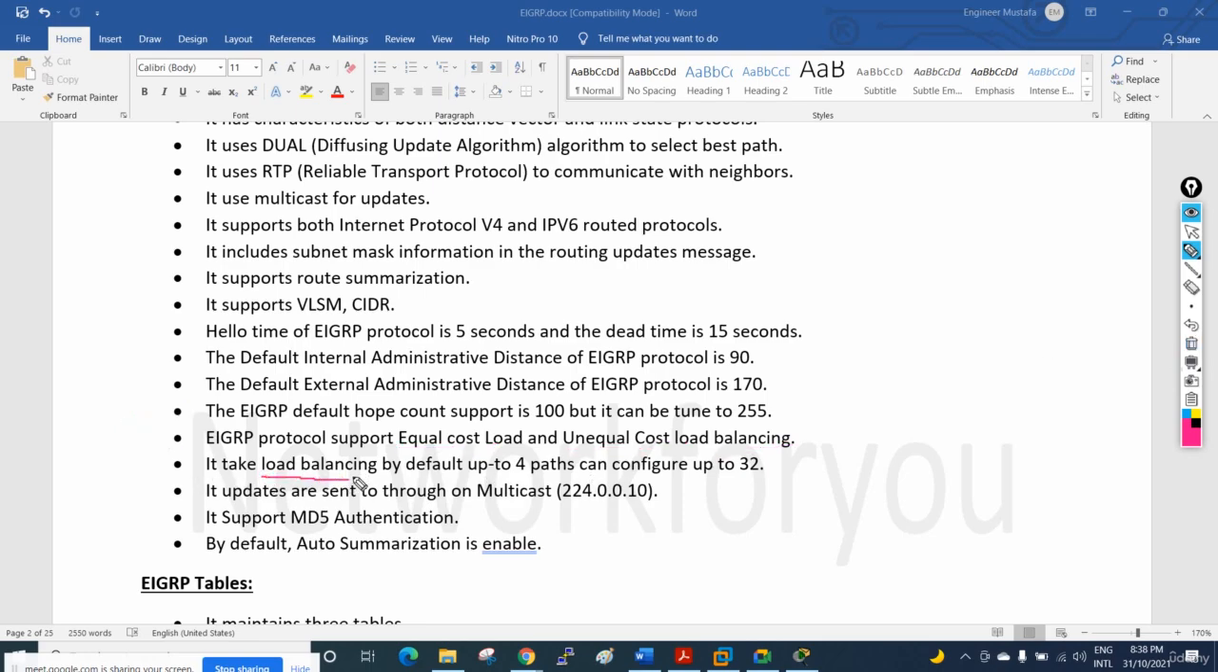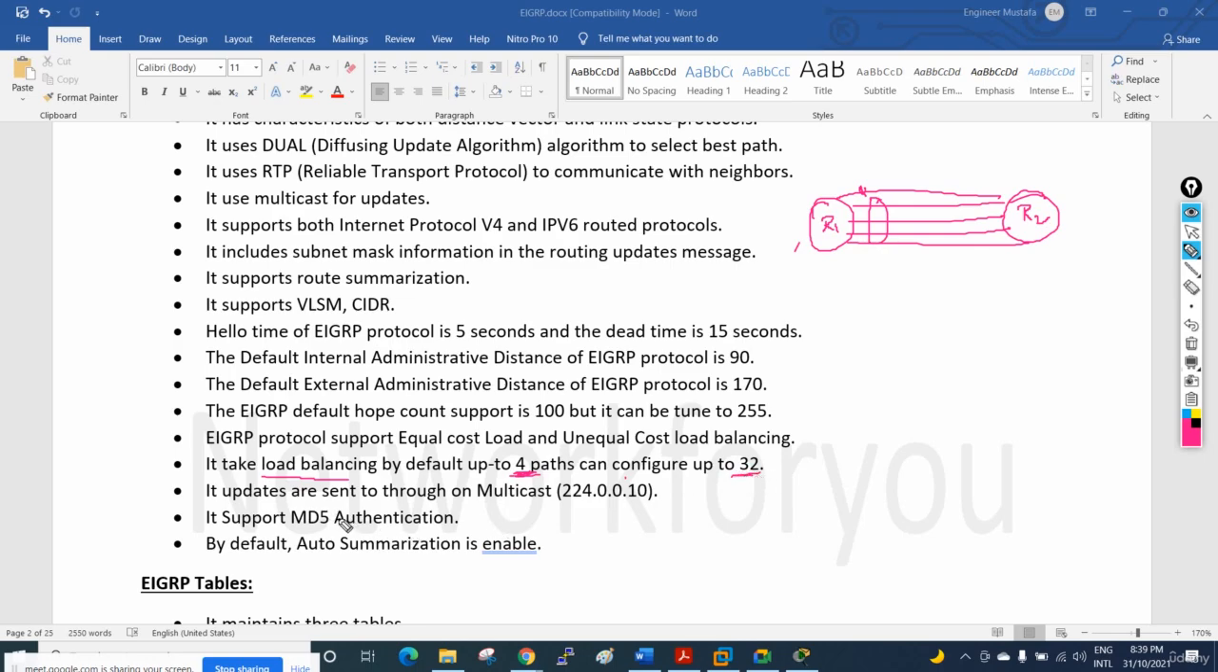And it will do load balancing by default up to 4 paths. For example, you have R1 here and R2 here, connected with 4 cables. It will do load balancing across those 4 cables by default. If you connect a 5th one, it will not take it into consideration; whatever you connected first, it will take only those. But if you want to change, we can make the change in the configuration from 4 to 32. So the maximum it supports is 32. But generally we use only 4; we do not increase it in the production network. But you need to remember that if we want to change, we can.